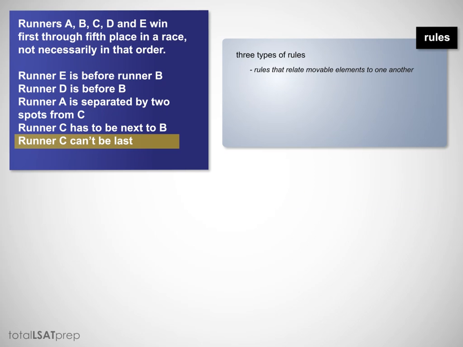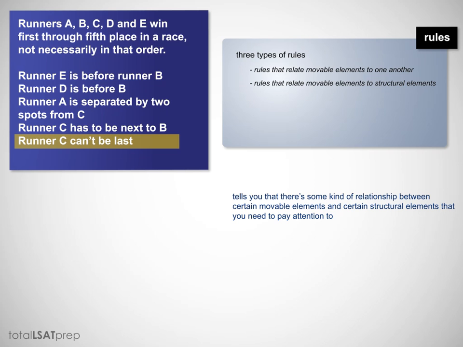The second type of rule is highlighted here. It's the last rule that we have in our game here, and it's rules that relate movable elements to structural elements. So here it says the runner C can't be last. Last is a structural element, runner C is a movable element. And this rule tells you that there's some kind of relationship between certain movable elements and certain structural elements that you need to pay attention to when you're making an arrangement.